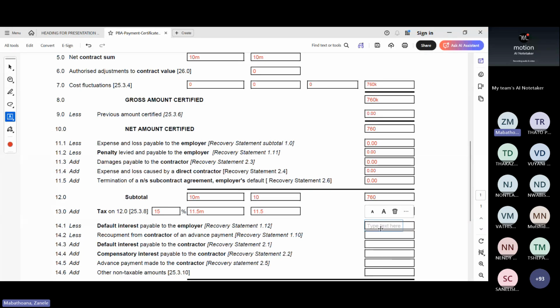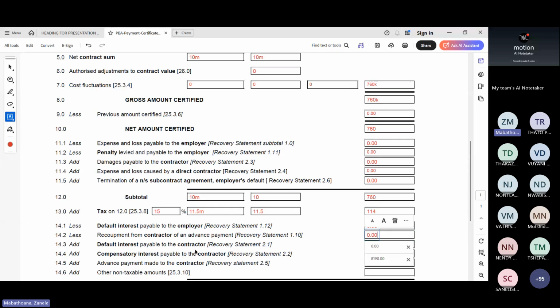So you have your tax there, and then you ask, what is the default interest payable to the employer? Maybe there was a delay in what the contractor was supposed to do, and he has to pay interest. There is no interest due at this point. Any advance payment that needs to be recouped from the contractor, we did not give him any advance payment.